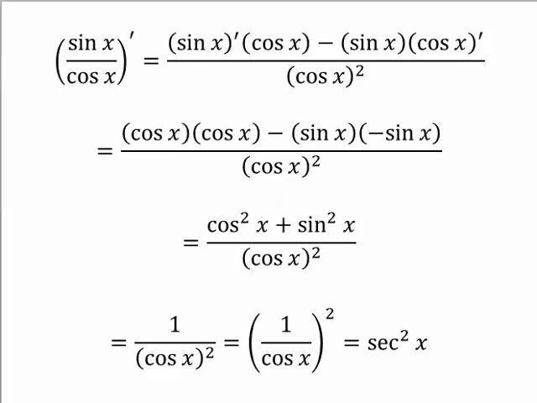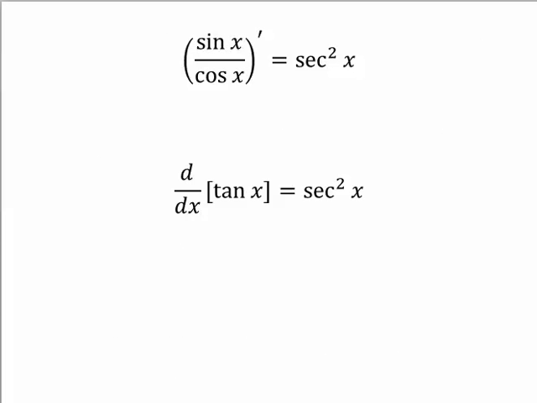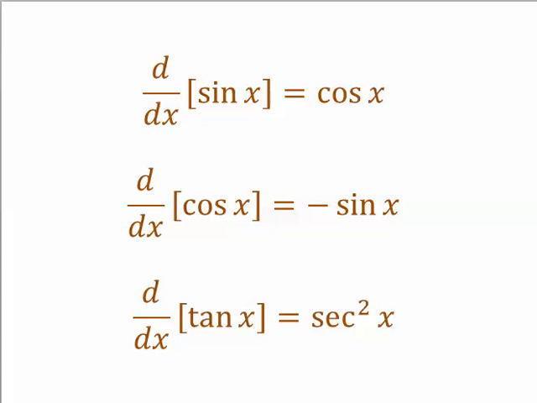So the derivative of sine over cosine is secant squared. And in fact, we just proved a new rule. The derivative of tangent is secant squared. So, three rules you now have. The derivative of sine is cosine. The derivative of cosine is negative sine, and the derivative of tangent is secant squared.